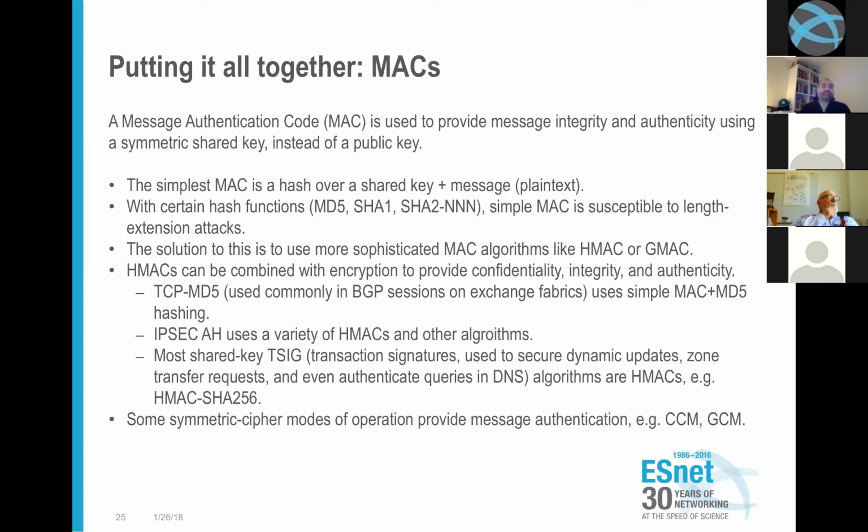So the solution to this is to use a more sophisticated algorithm, and HMAC is very common. HMAC is relatively simple. It involves taking the keys and XORing them, and then hashing them once, and then hashing the message and the hash key again. That prevents basically the length extension attack. So if you combine HMACs with encryption, like what IPsec does, it uses both encrypted payload, or ESP, and it uses something called AH, or authentication header. The authentication header portion is typically an HMAC of some sort.